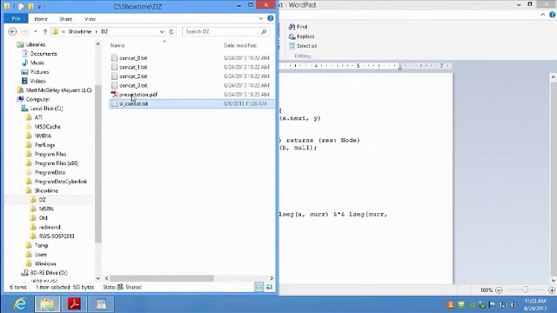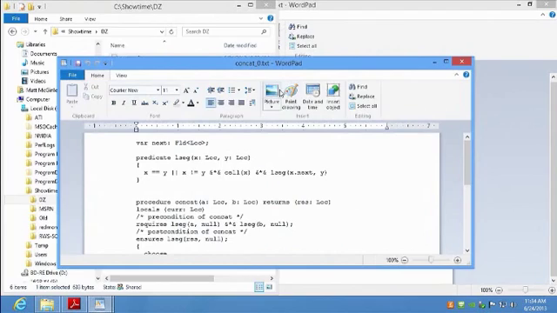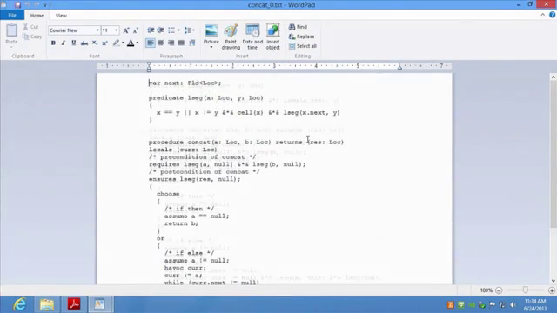So now, what does it look like after the first step? Okay, the definition part did not change.